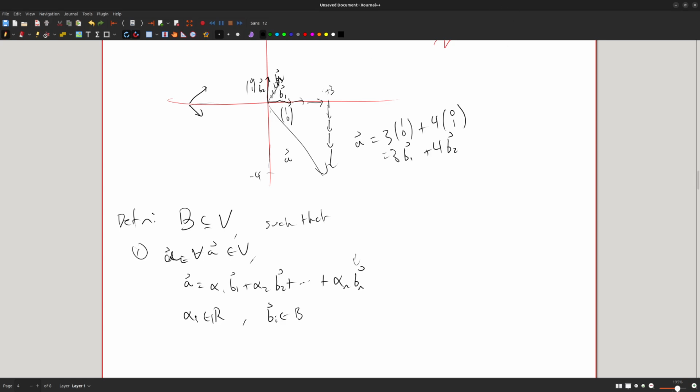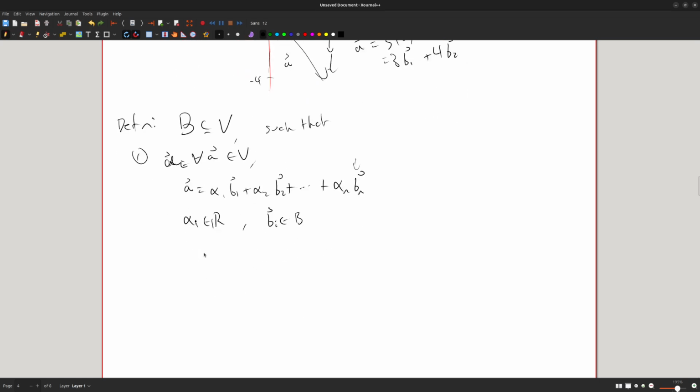So for example, up here, once again, your basis is these two vectors, and you can see A is 3B1 plus 4B2. So alpha 1 would be 3, alpha 2 would be 4. So that's the first thing. And then the second thing, as I was talking about, is you want it to be the minimal such basis. And the way you enforce that is by ensuring that they are linearly independent.